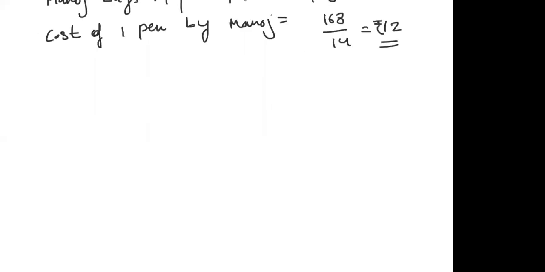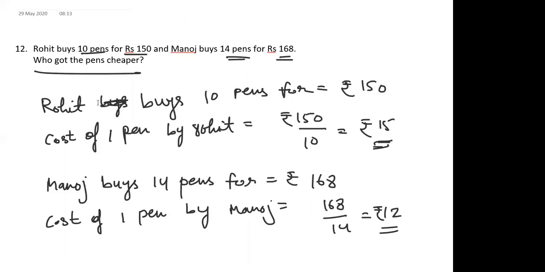I was asking you that Manoj has bought a pen for rupees 12 and on the other hand Rohit has bought a pen for rupees 15. So who has got the pens cheaper? Can you answer me? Rohit has got the pens cheaper or Manoj? Tell me fast. Cheaper. You have to tell cheaper. Who has got the pens cheaper?